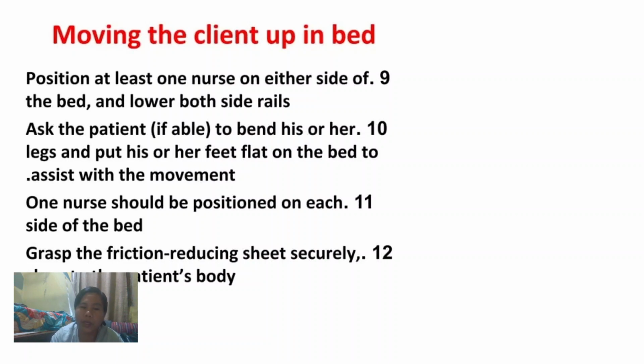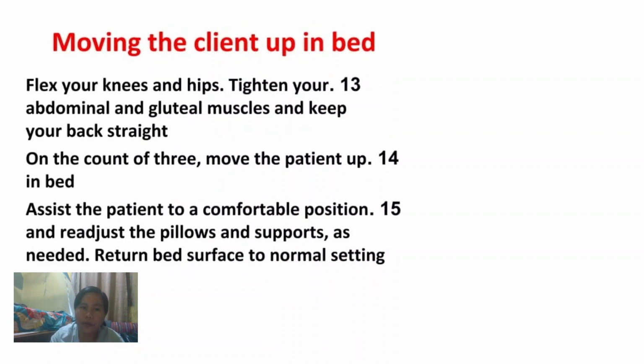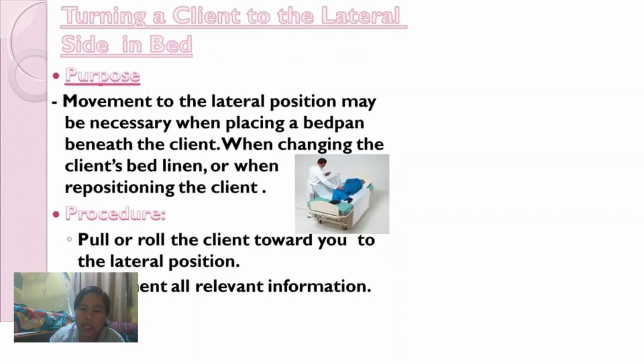Grasp the friction reducing sheet securely, close to the patient's body. Flex your knees and hips, tighten your abdominal and gluteal muscles, and keep your back straight. On the count of 3, move the patient up in bed, assisting the patient to a comfortable position and readjust the pillows and supports as needed. Return bed surface to normal setting.